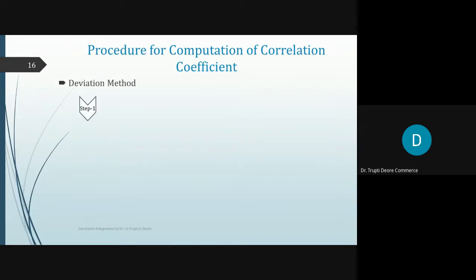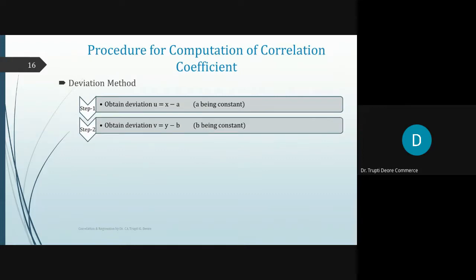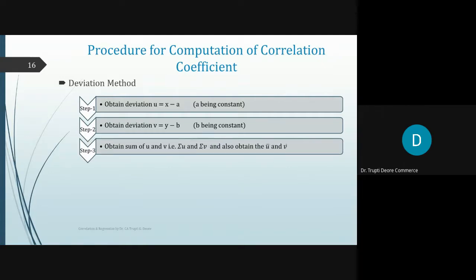So for the deviation method, first we have to obtain deviation u is equal to x minus a. So from the x observations, that is the observations of the x column, we select one number as a constant, a, assumed mean, and we just calculate u as x minus a. Same here, from the y series, we consider one number as a constant, b, and we find out the deviation of each y value from b, and it is called v. Third one is obtain sum of u and v, that is summation of u and summation of v, and also obtain u bar and v bar.